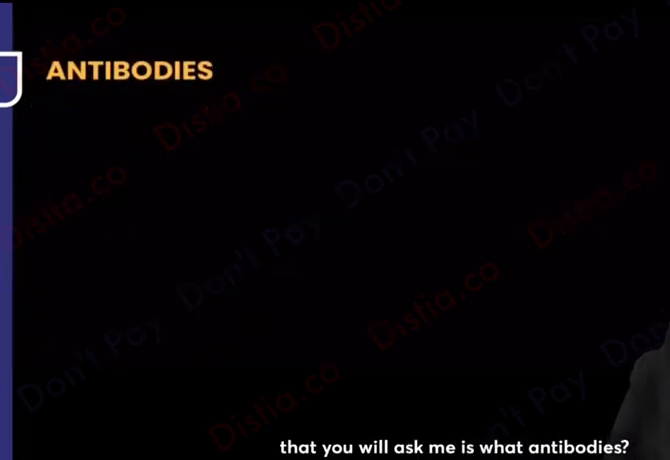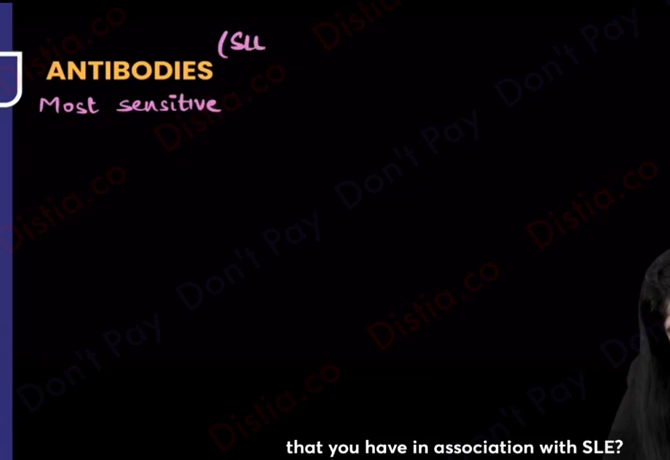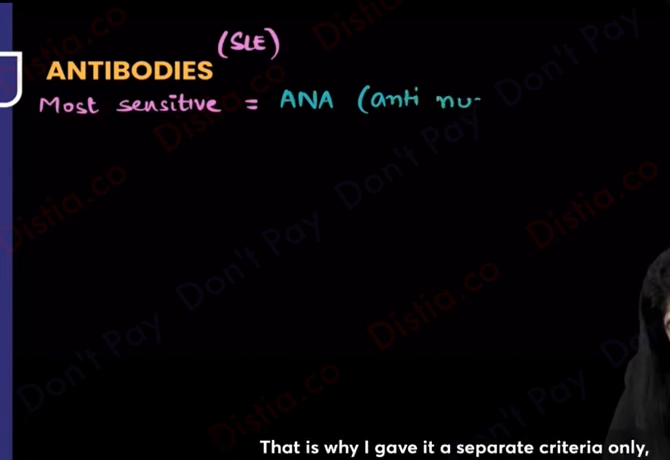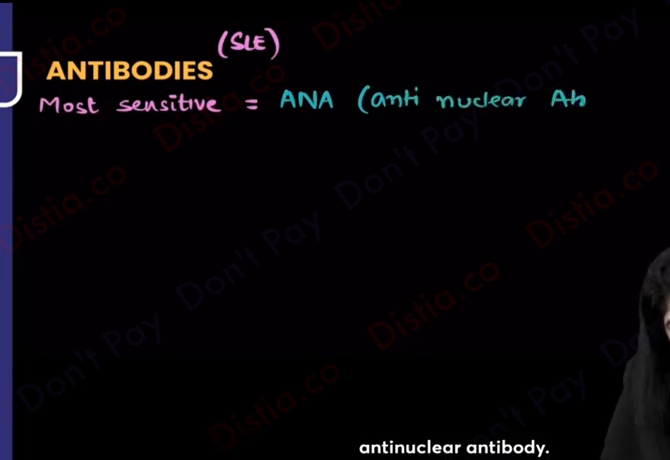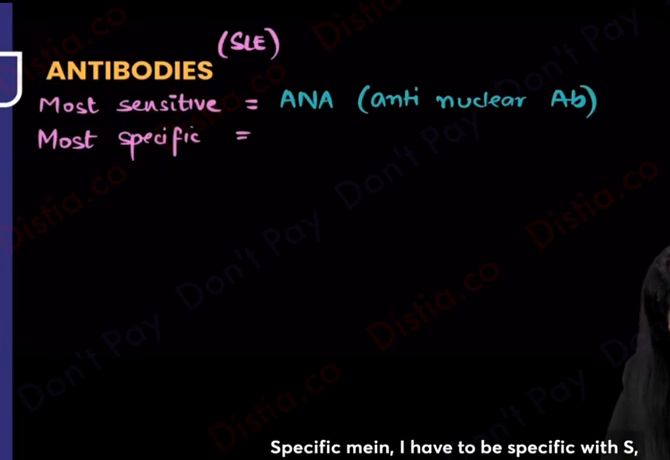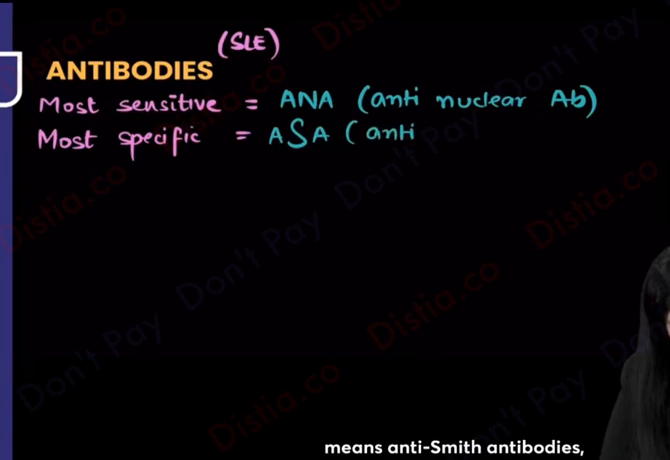So the first thing that you will ask me is what antibodies? So listen guys. When they ask you which is the most sensitive antibody that you have in association with SLE, the most sensitive is going to be anti-nuclear antibody. That is why I gave it a separate criteria only, anti-nuclear antibody. If you ask me the next question, that is what is the most specific? Specific, I have to be specific with S. So S has to come and that is going to be ASA, means anti-Smith antibodies.